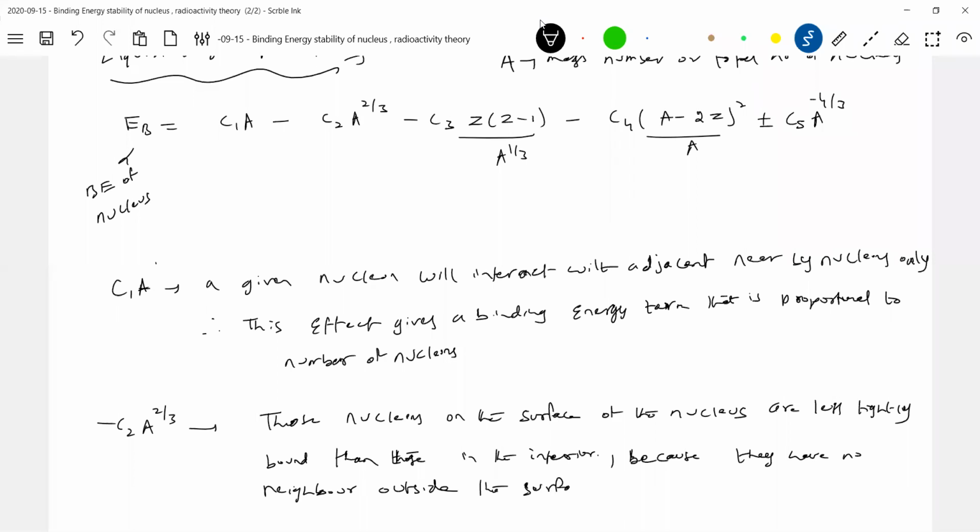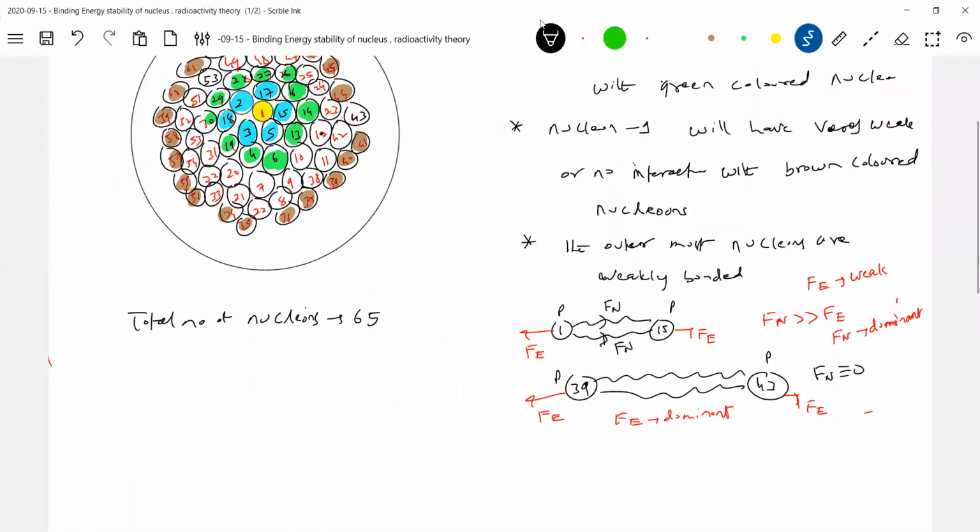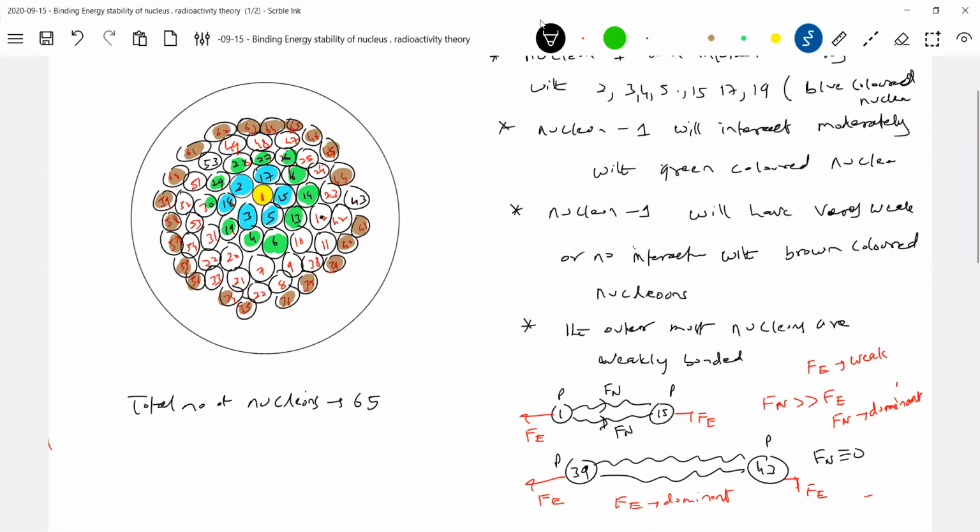Further, we need not elaborate much here. Again, the diagram is there. Look at the brown color one. What is the problem with that? Just look at the number 41. It is able to interact with 43, 42, 40, or maybe to some extent these things. So they're not tightly bound, because there are no nucleons on this side. So they're loosely bound.